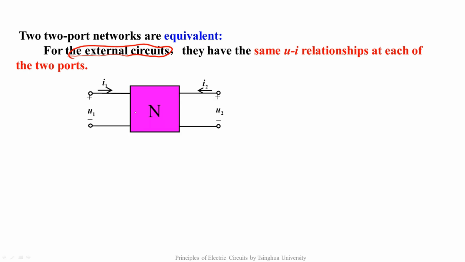For example, this two-port network is connected to the external circuits, but we don't know its internal structure. If we can construct a two-port network which has the same voltage-current relationships at each of the two ports as this network, then this two-port network constructed by us is equivalent to the original one.